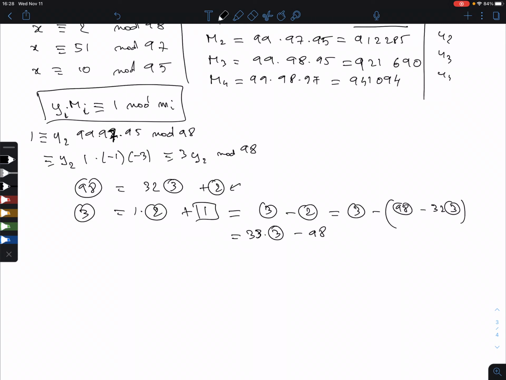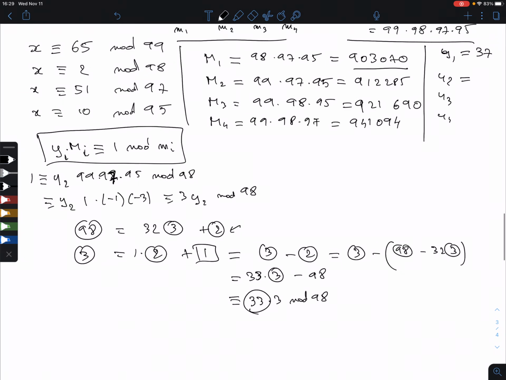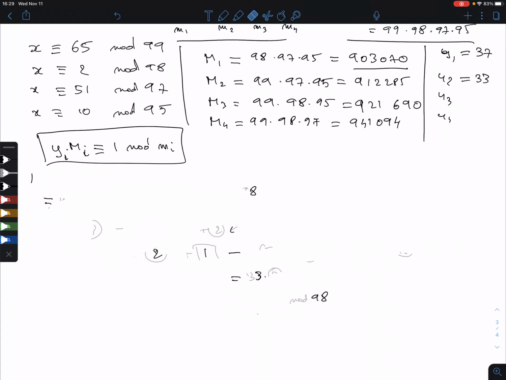So what does this tell me? That mod 98, remember, that this is equivalent to 33 times 3 mod 98. So if I multiply, and you might even have seen that 33 was the inverse here. So this tells me that this is y2. Good. That was much less work, right? So hopefully the trend continues.